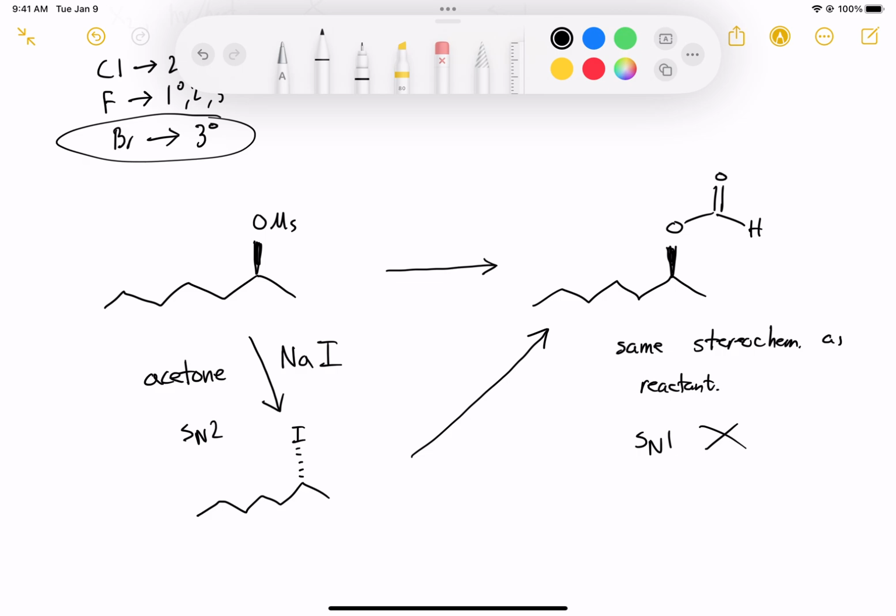So we're going to do something like sodium formate. All right, so how do we determine? Sorry, I'm drawing a blank here. Sodium formate. So we can just draw it.